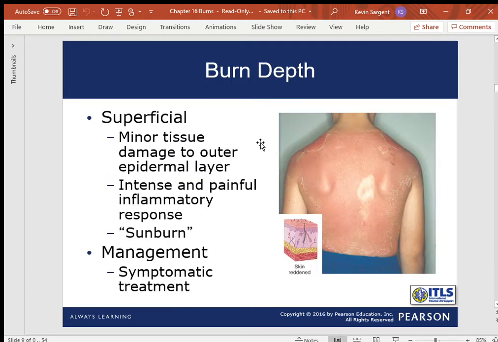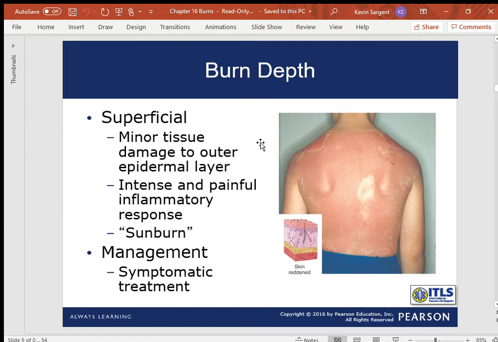So burn depths, we have superficial, as we see here, minor tissue damage, the epidermal layer, intense, painful, inflammatory response. The skin gets very red, gets very weepy. Treatment would be based on symptoms. We want to keep these people as comfortable as possible. They do make water gel dressings. We want to kind of cool the burn as much as possible.